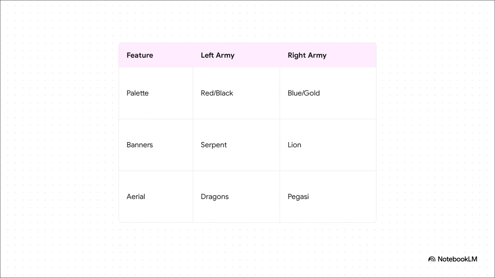And up in the sky, demonic dragons are countered by armored pegasi. Historically, the serpent and the dragon represent primal, chaotic, or destructive forces, while the lion and the pegasus are these near-universal symbols of nobility, order, and celestial defense.